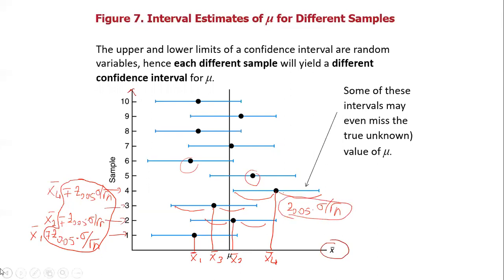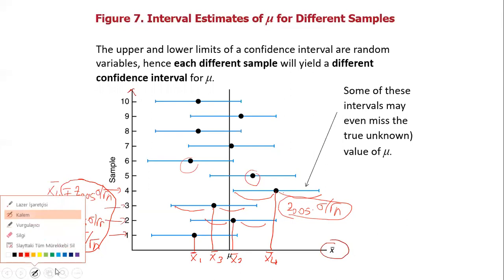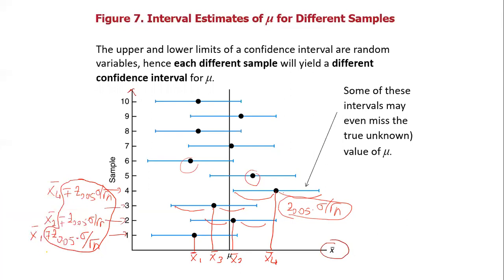So what does this mean? It means I have different confidence intervals. This one is the confidence interval with the first X bar. This is the confidence interval for the second X bar. This is the confidence interval for the fourth X bar, and so on and so forth.